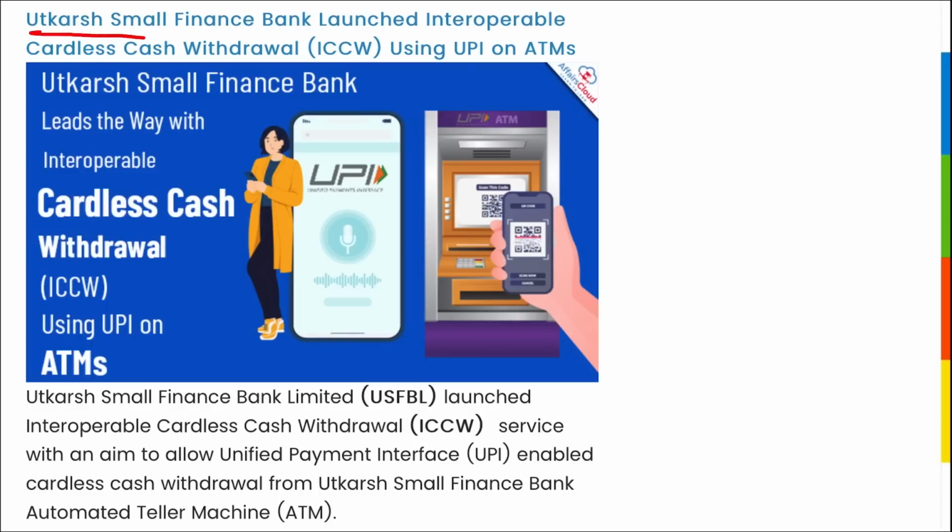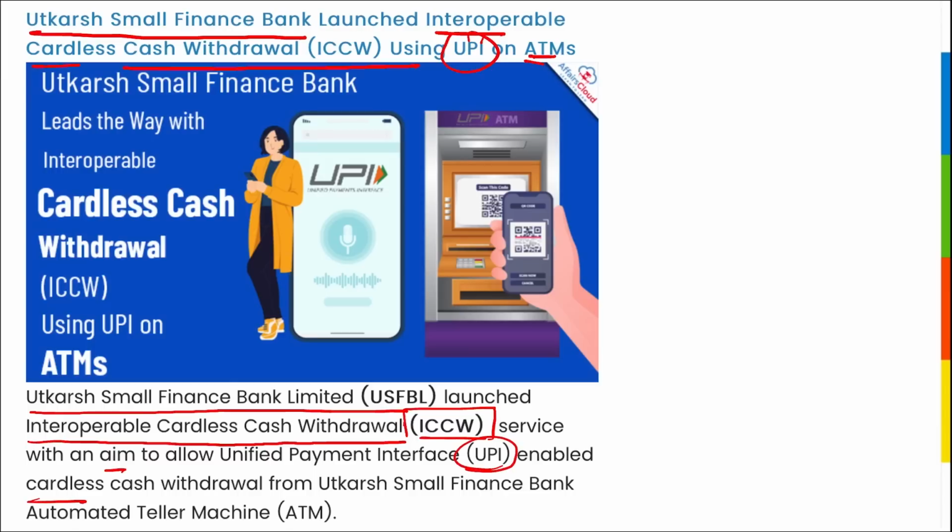Then next is your Utkarsh Small Finance Bank. They have launched interoperable cardless cash withdrawal using UPI on ATMs. I repeat, it is your Utkarsh Small Finance Bank. They have launched this ICCW service, that is interoperable cardless cash withdrawal system, with an aim to allow UPI enabled cardless cash withdrawal from the Utkarsh Small Finance Bank ATMs, right? So that the ATMs of Utkarsh Small Finance Bank can now be used to withdraw money using UPI, right? So take a note of it.